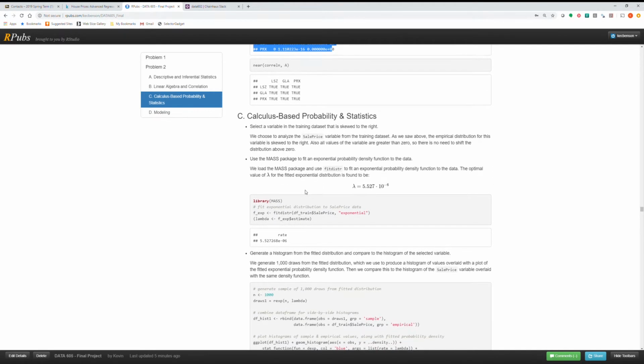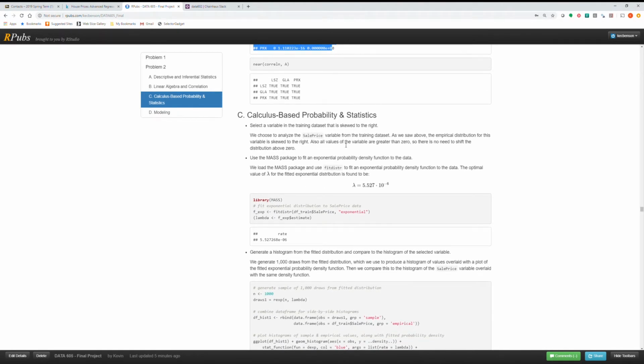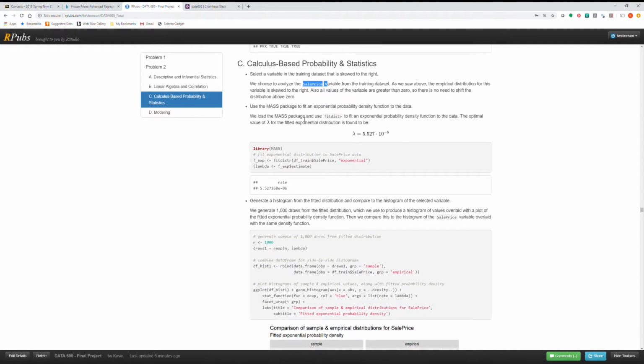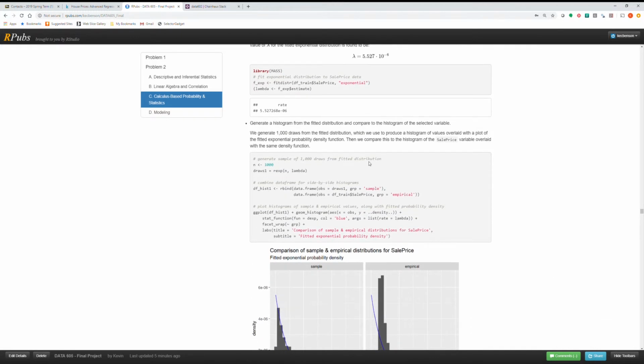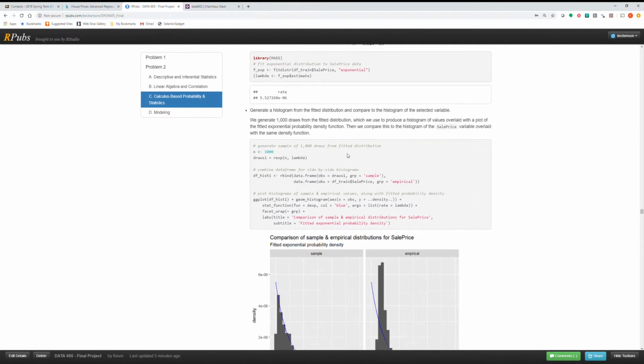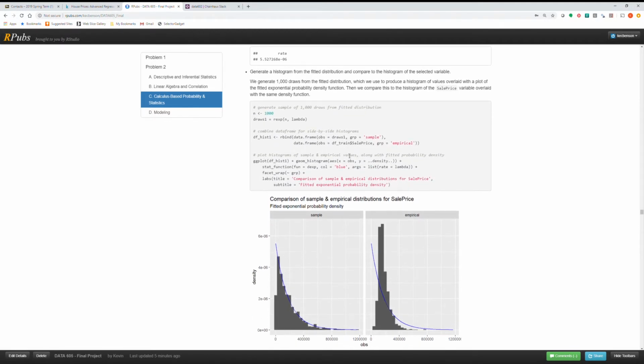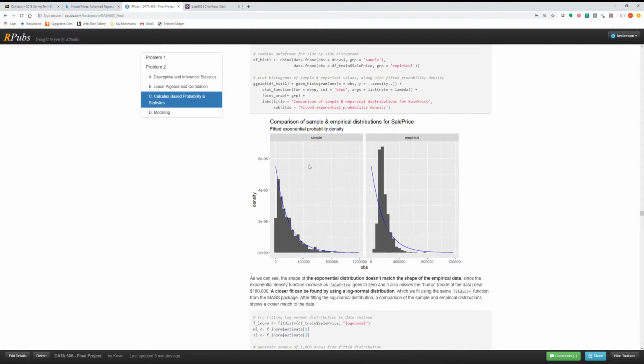In the next section, we're asked to select a variable that's skewed to the right. I chose the target variable sale price, which as we saw earlier is skewed to the right and seems to follow a log normal distribution. We then are asked to use the MASS package and use fitdistr to fit an exponential. I did that, and the optimal value of lambda for the exponential distribution is approximately 5.5 times 10 to the minus 6. I then generated a histogram from the fitted distribution and compared that to the histogram of the sale price variable. And that's what you see in this graphic.